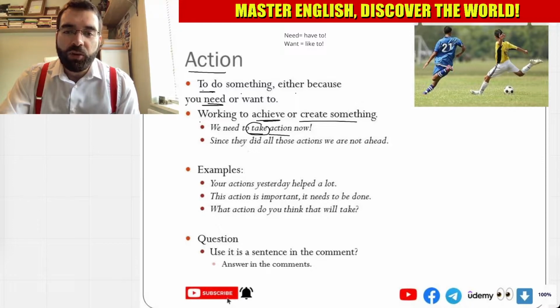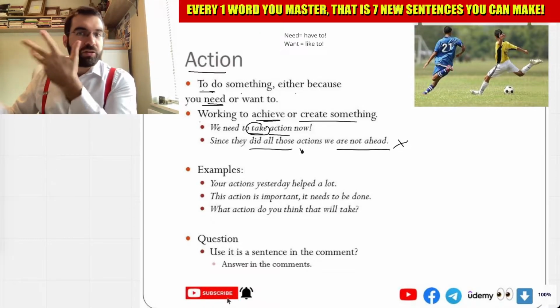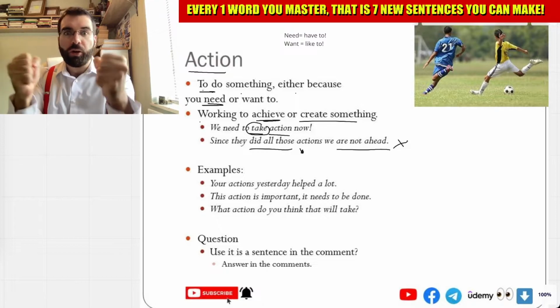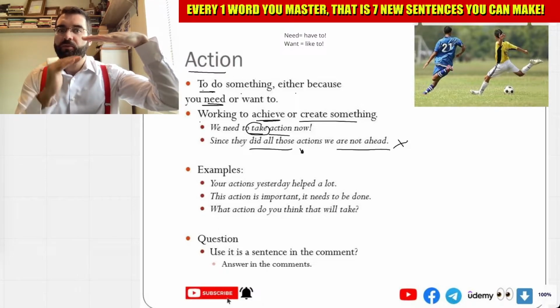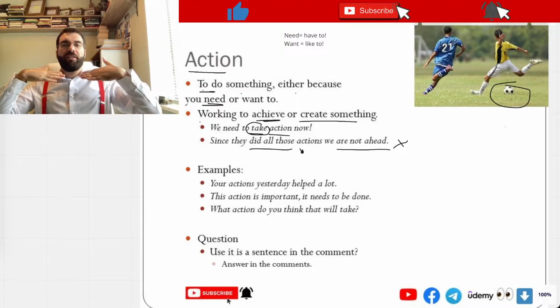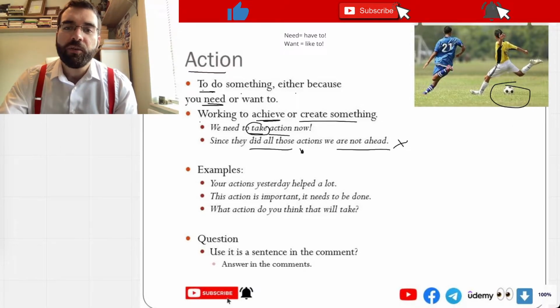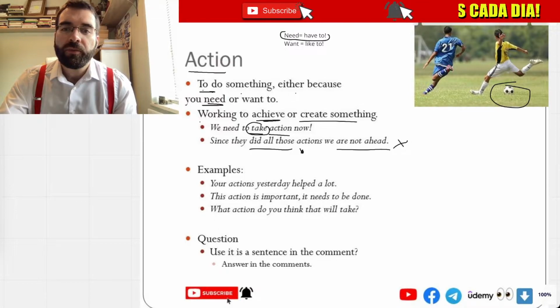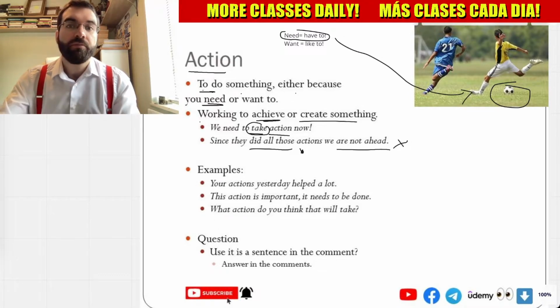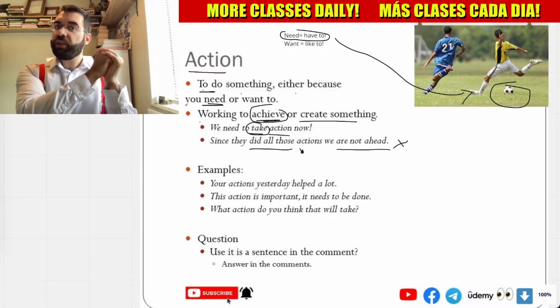Since they did all those actions, we were not ahead. Yeah. They did all those things, all those actions, all those decisions, yet we're still not ahead. We're still behind, say, in the football match. We need to take more action, more effort, more focus, more determination. We need to take action to win. To achieve something, first place.